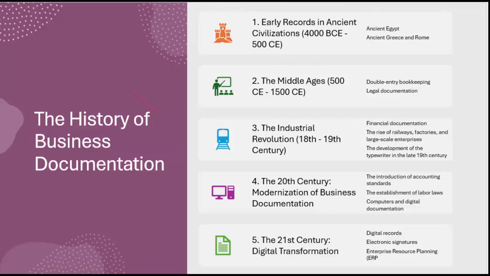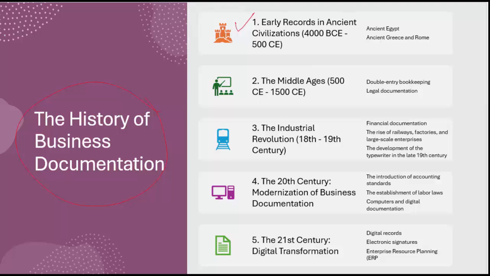The history of business documentation is deeply tied to the evolution of commerce, trade, and written communication systems. Here's a detailed look at its development. 1. Early records in ancient civilizations, 4000 BCE to 500 CE. The earliest forms of business documentation can be traced back to ancient Mesopotamia, where the Sumerians developed the first writing system known as cuneiform around 3500 BCE. Clay tablets were used to record transactions, inventory, taxes, and trade agreements. This laid the groundwork for keeping formal records of commercial activities.